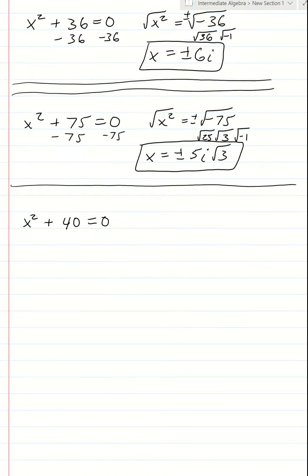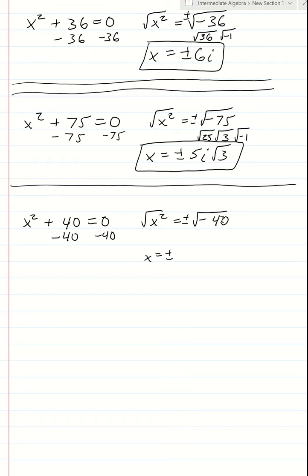Well, once again, this is not factorable, but it is still solvable. I'm going to use that square root method. I begin by subtracting the 40 over. That would now give us an x squared equals a negative 40. To eliminate the squared on the x, I'm going to have to take the square root of both sides. And when I take the square root of the numerical side, once again, I must put plus minus in front of the radical symbol. By taking the square root of x squared, we get just x equals plus or minus.